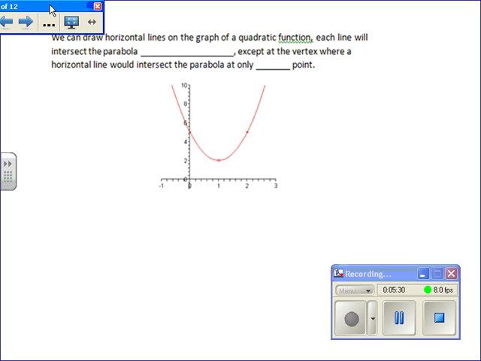We can draw horizontal lines on the graph of a parabola, and each line will intersect the parabola twice, so at 2 points.